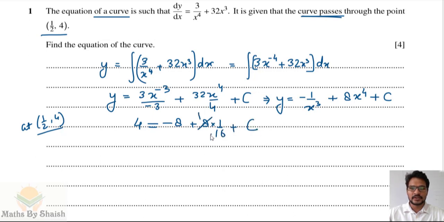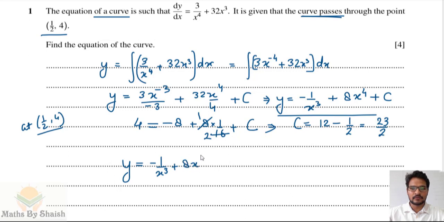So it is 8, and 8 times 1 upon 16 is a half, and this 8 minus a half will go to that side, plus 8, so c equals 8 plus 4, that is 12, minus 1 over 2, and that is 24 minus 1, that is 23 over 2. And once we have the constant of integration, we will substitute it here, and we will get the equation of the curve as y equals minus 1 over x cube plus 8x to the power 4 plus 23 upon 2.